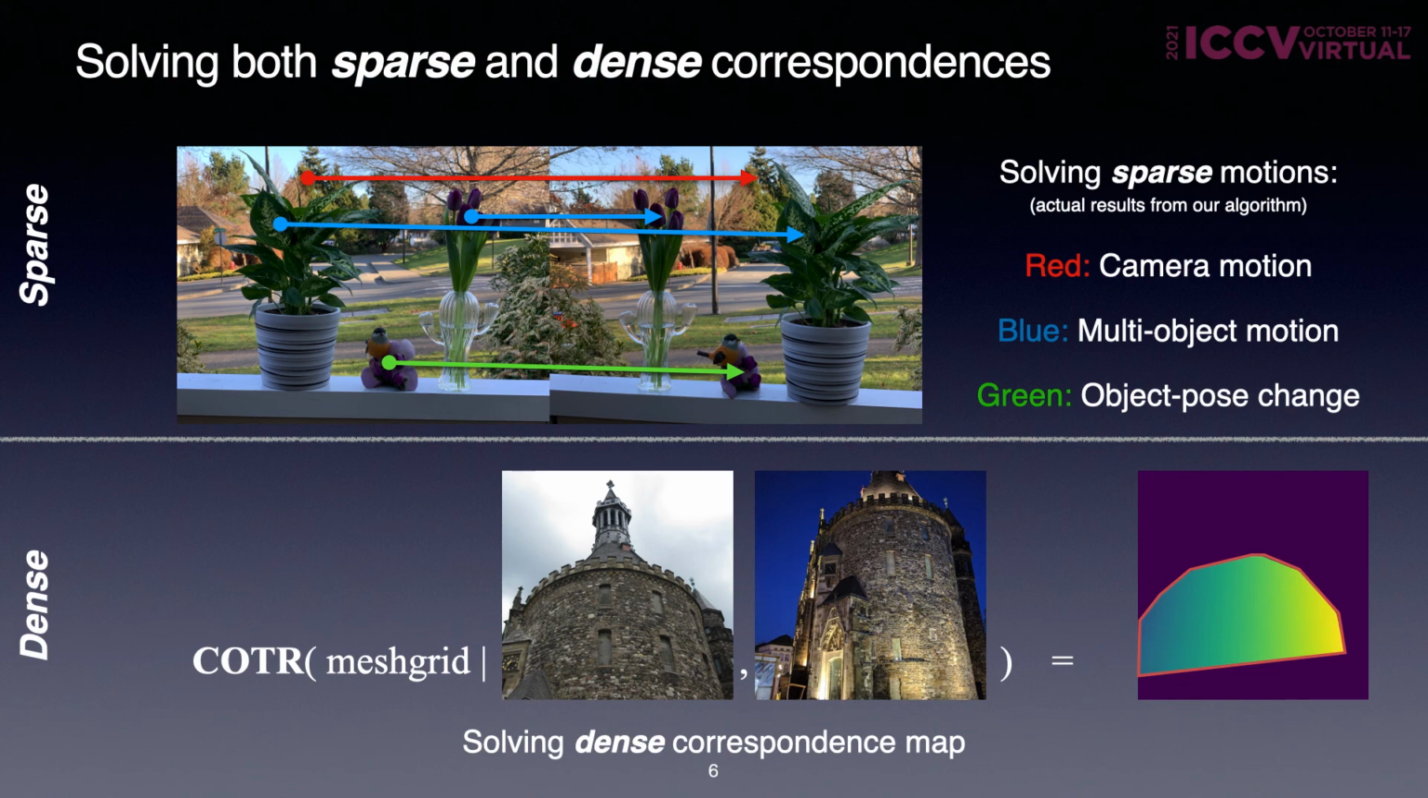To solve the dense correspondences, we can simply feed all the pixel locations of the image to COTR. Then we can obtain the dense correspondence between the image pair, and we can use it to warp the right image on top of the left image, as shown at the bottom.